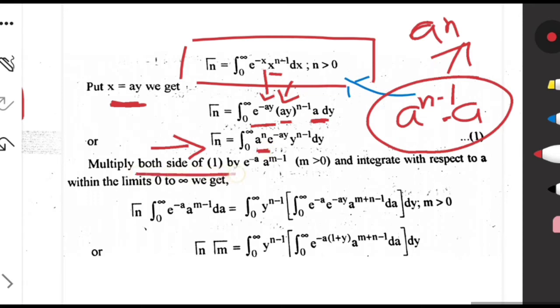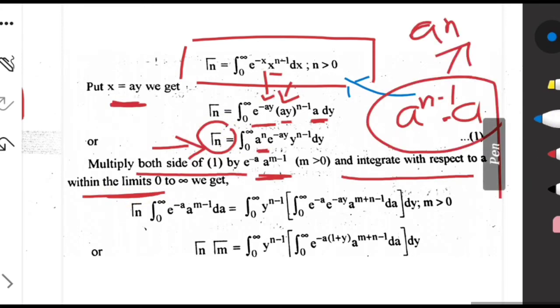Now multiplying both sides of equation number 1 by e to the power minus a times a to the power m minus 1, you have to remember this in order to get the result, and we have to integrate it with respect to a within the limits from 0 to infinity. So gamma n will be as it is, and we are integrating from 0 to infinity. We have written this and multiplied by this term, e to the power minus a times a to the power m minus 1, and integrated with respect to a, so it will be da. This is equal to the same thing over here, from 0 to infinity.